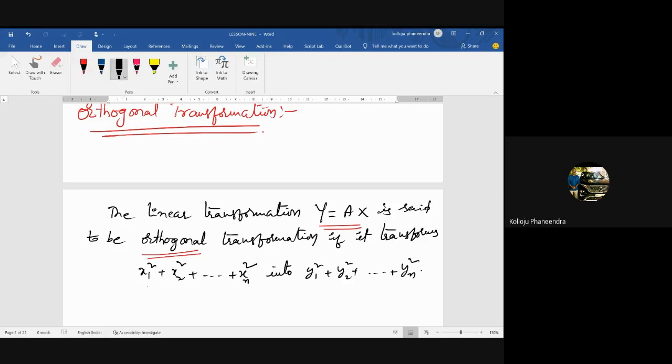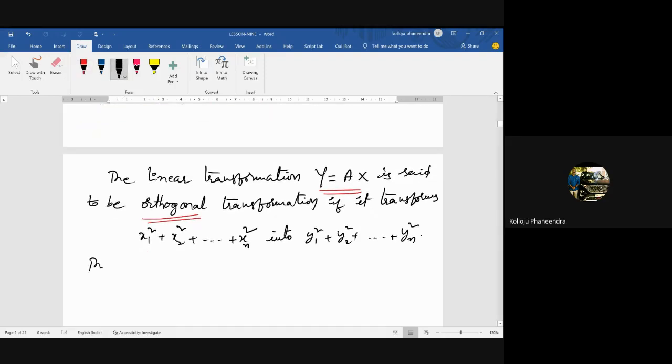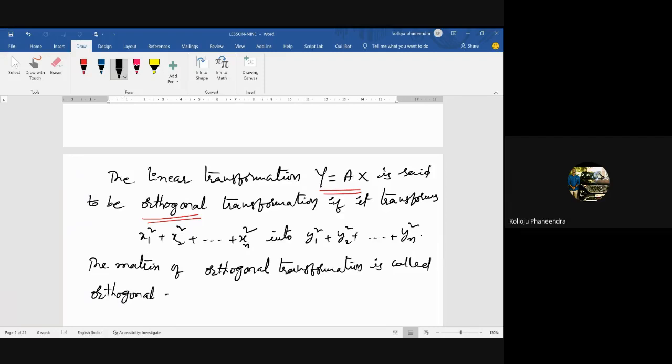And the matrix of orthogonal transformation is called an orthogonal matrix. You know what is meant by an orthogonal matrix? Anyone? A into A transpose equal to I. That is an orthogonal matrix, right?